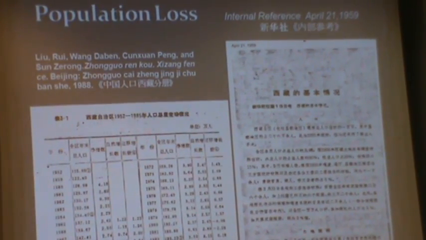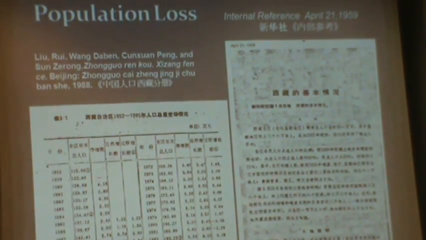Now, population loss is difficult to study. I think many people have tried. The difficulty is, let me show you an example. This is Central Tibet, TAR. This is the internal reference, Xinhua She Neibu Cankao. It's at a very high level. It was published on April 21st, 1959.